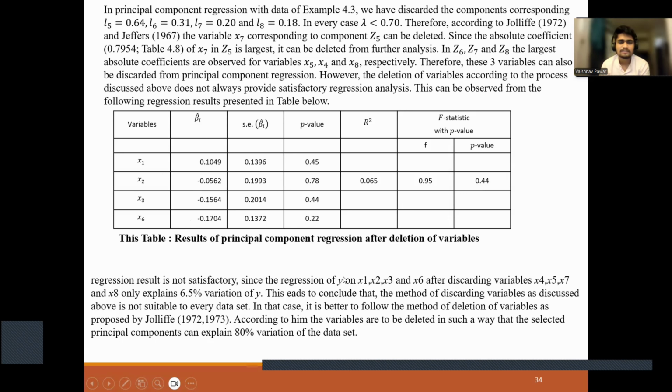The result is also not satisfactory because X1, X2, X3, and X6, after discarding variables X4, X5, X7, only explain 6.5% of the variation of Y. This leads to the conclusion that the method of discarding variables discussed is not suitable for every dataset. In that case, it is better to follow the method of deleting variables as given by Jolliffe. According to him, the variables are to be deleted in such a way that the selected components can explain 80% or more of the variation.